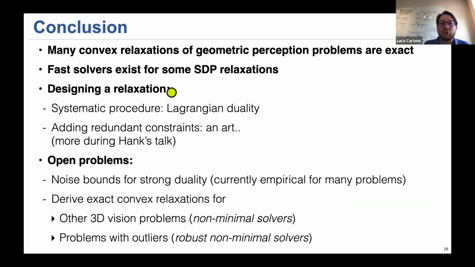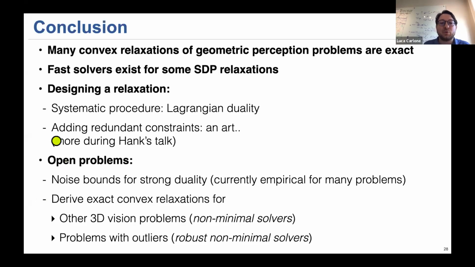And designing the relaxation is actually systematic; there is a systematic procedure, which is Lagrangian duality, although sometimes you have to manipulate the math and add redundant constraints to improve the quality of the relaxation. This is a little bit of an art, although Hank in his talk is going to provide a more systematic way to do that.